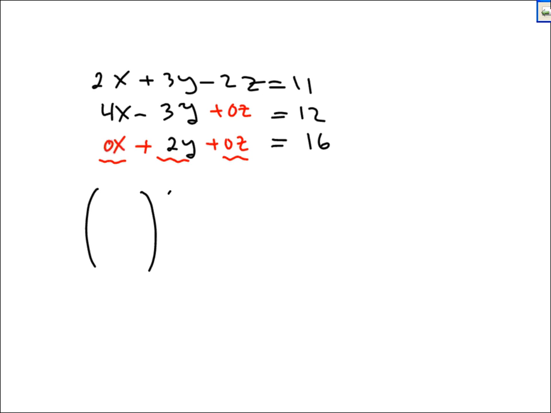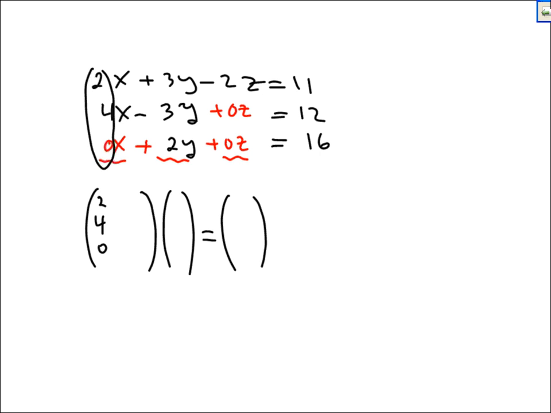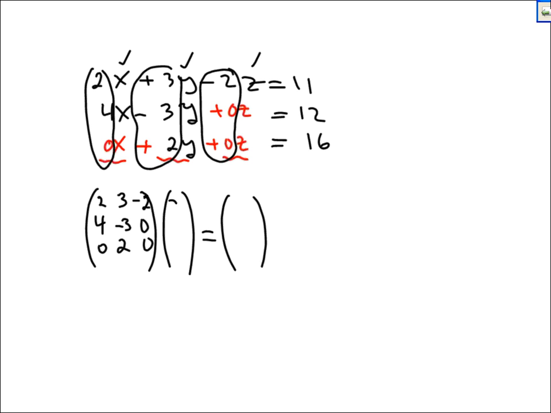AX equals B. Well, the A will be 2, 4, 0, the numbers in front of x. The second column will be the numbers in front of y: 3, negative 3, 2. And then negative 2, 0, 0, the numbers in front of z. And the variables in this case, in order, are x, y, z. So I write x, y, z. And it equals the right-hand numbers.